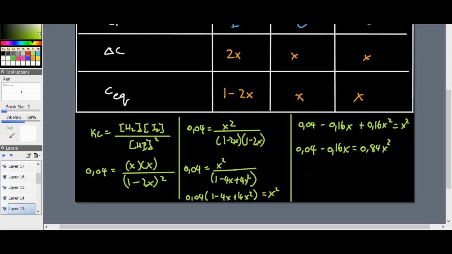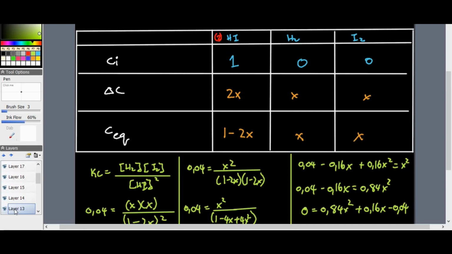So if I make everything equal to 0, I'm going to have 0 is equal to 0,84x squared plus 0,16x minus 0,04. And that's going to be my final equation, is equal to 0. Okay. So we are going to need to apply the same quadratic formula again to this equation.